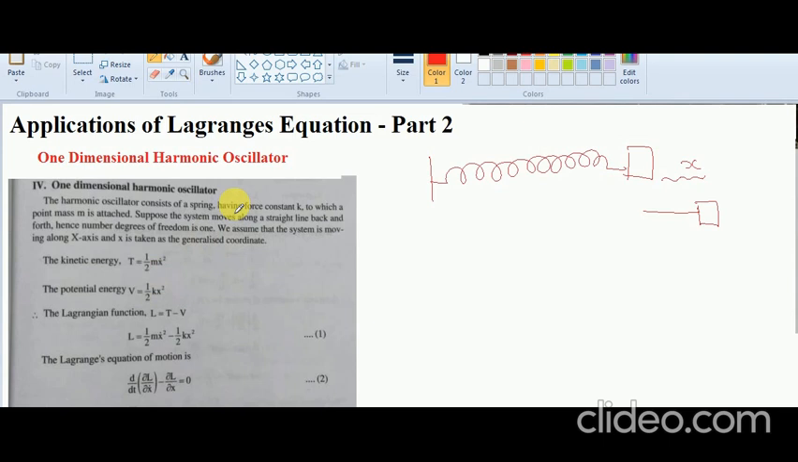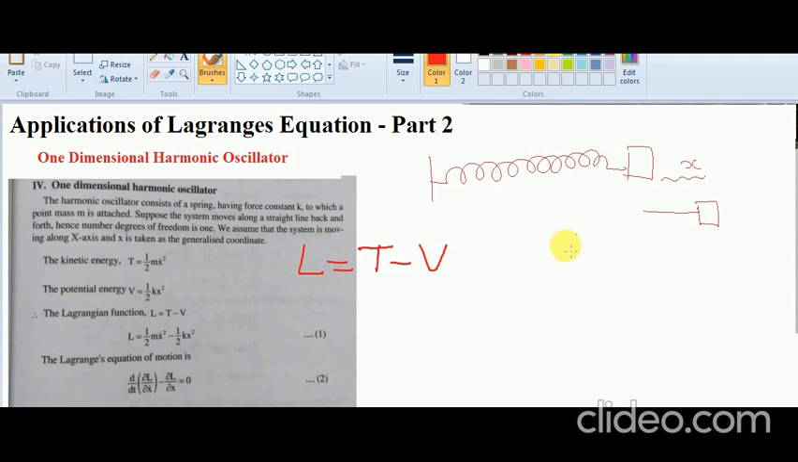And due to this kinetic energy, what happens? It moves to the other extreme position. So in that way, it oscillates. So what is the expression for its kinetic energy and potential energy? Because our aim is to solve this one-dimensional harmonic oscillation using the Lagrangian formulation. Lagrangian formulation consists of L equal to T minus V. What is T? T is the kinetic energy and V is the potential energy.